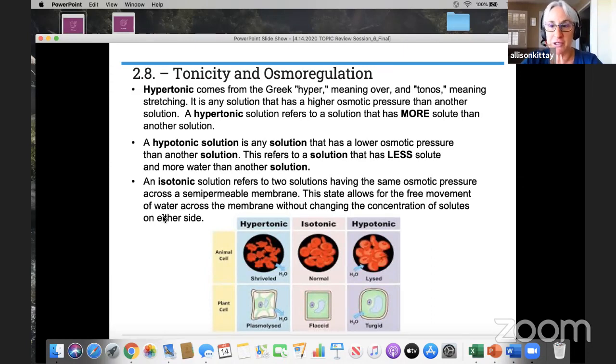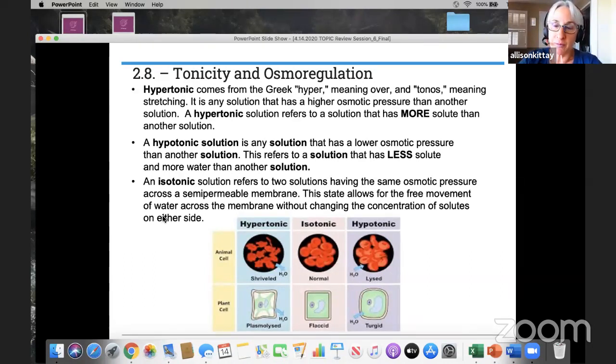So when I'm teaching this to my students, I have them imagine a solution that's filled with lots and lots of sugar. Sugar is a solute. And if you have lots and lots of sugar, let's say you drank that solution, you'd be super hyper, right? Because there's more sugar than another solution.